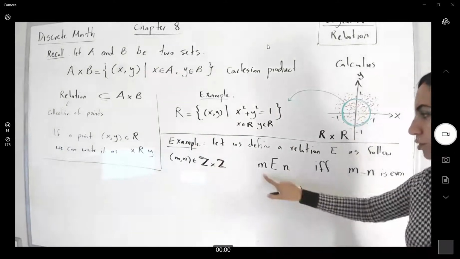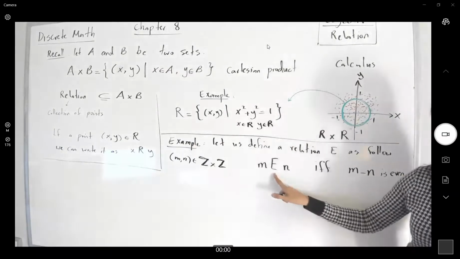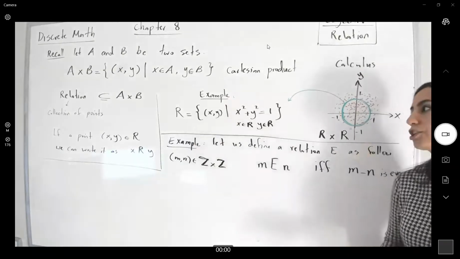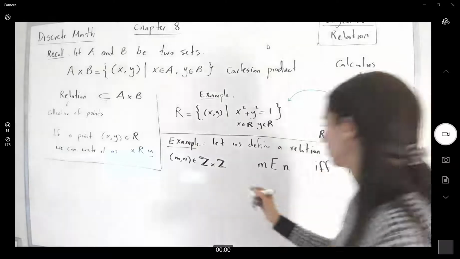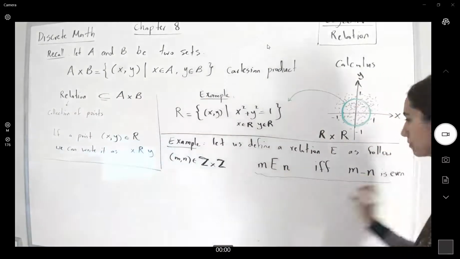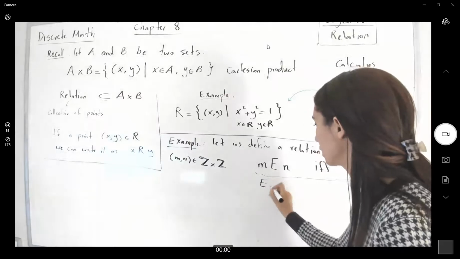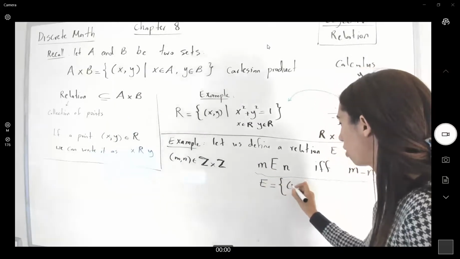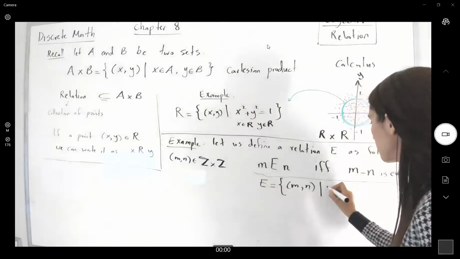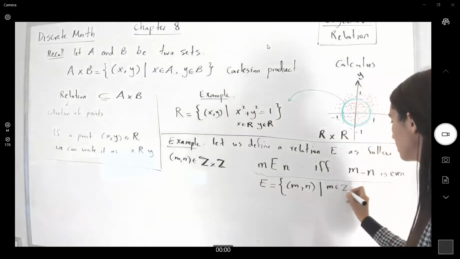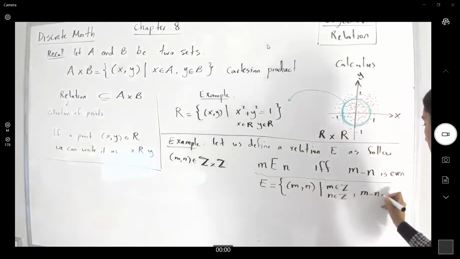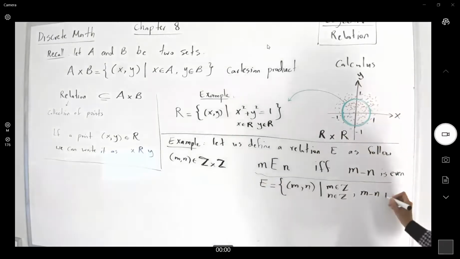So what are we trying to do? We're trying to build this relation. How do we represent this relation using set notation? We're going to define this as saying that E is equal to the set of all ordered pairs (m, n) such that m is in Z, n is in Z, and m minus n is even.